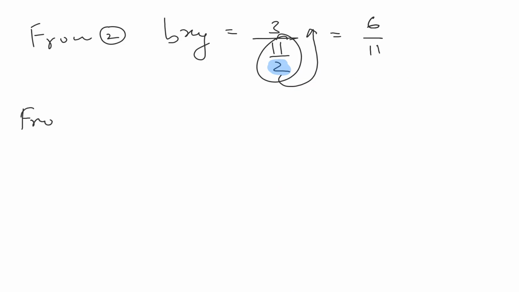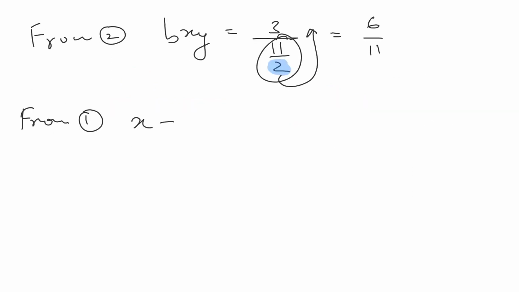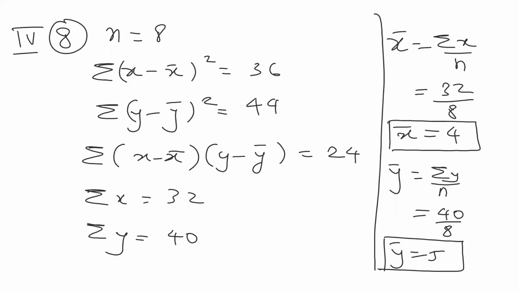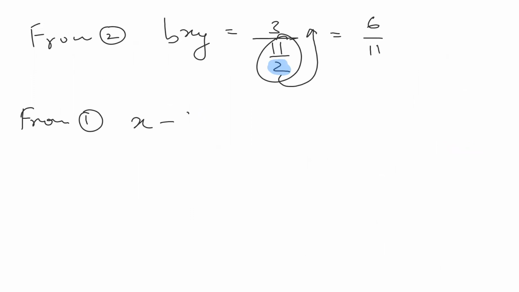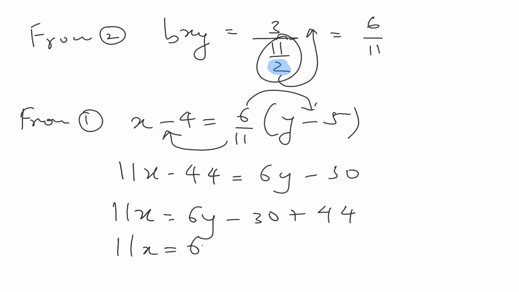Now let's go back to equation number 1. From 1, this is equation number 1. Fine. x minus x bar. X bar we had calculated. I'll show you the x bar calculation. See, x bar is 4, y bar is 5. X bar and y bar are very much ready in front of us. X bar is 4, y bar is 5, and bxy is 6 by 11. Now 6 by 11 calculation is not very easy, so we can just keep it as a fraction. So just cross multiply: 6(y minus 5), that is 6y minus 30. When I cross multiplied, I multiplied 6 within the bracket. So 11x is equal to 6y minus 30 plus 44. So 11x is equal to 6y plus 14.